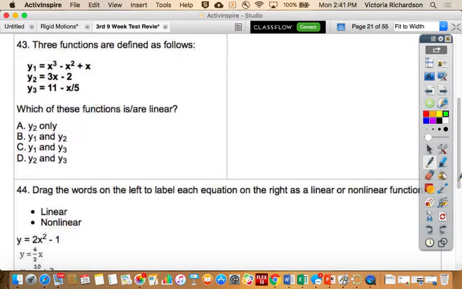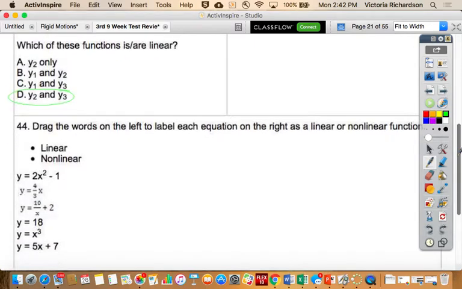I have three functions. The ones that are linear are D, the second, and the third. You just have a plain x here, and here x is in the numerator, and that's okay. You just can't have x in the denominator.